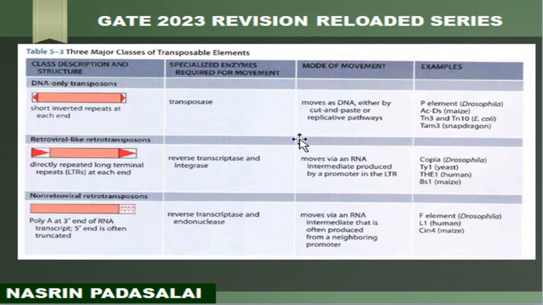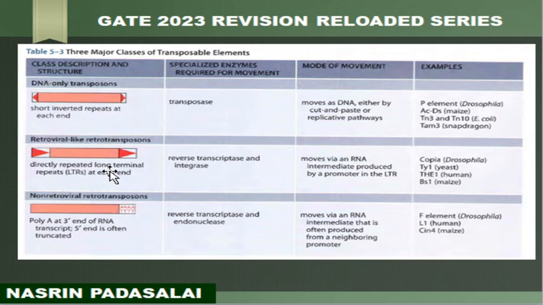The mode of movement of DNA-only transposons is that they move as DNA, either by a cut and paste mechanism or a replicative pathway, that is copy and paste mechanism. Whereas retroviral-like retrotransposons move via an RNA intermediate produced by a promoter in the LTR. The long terminal repeat consists of a promoter, so they produce an RNA intermediate. Non-retroviral retrotransposons also move with an RNA intermediate, but most commonly this RNA intermediate is produced from a neighboring promoter.